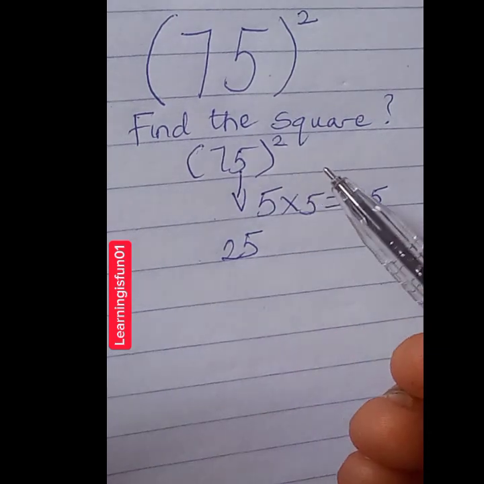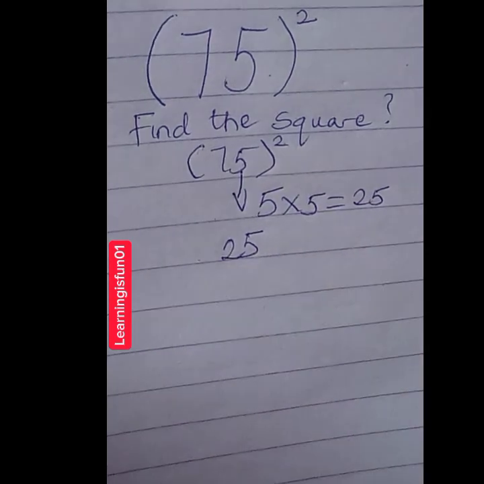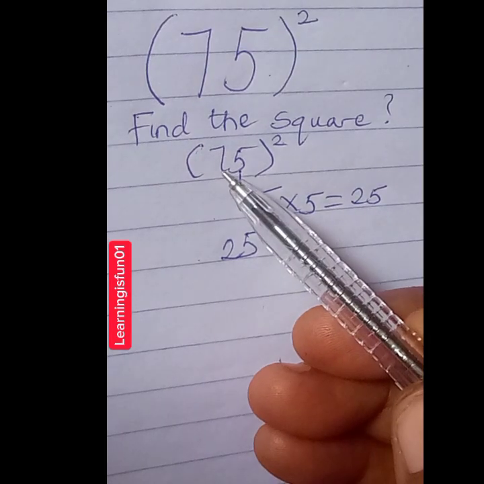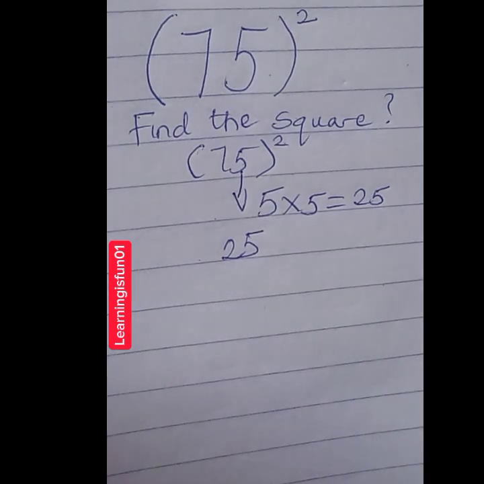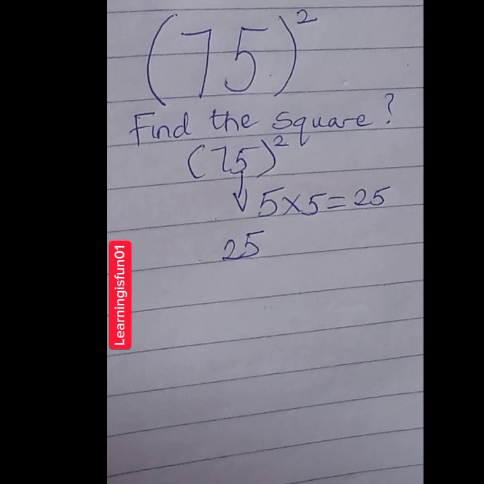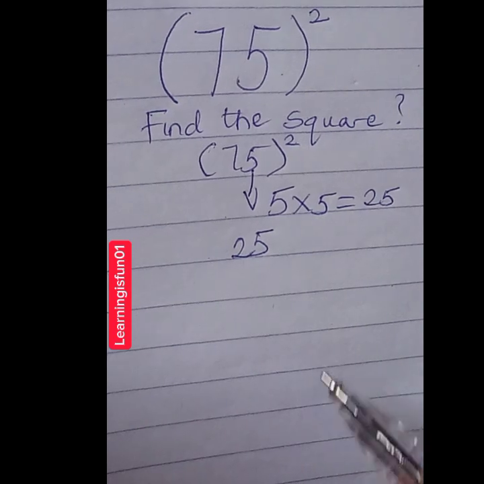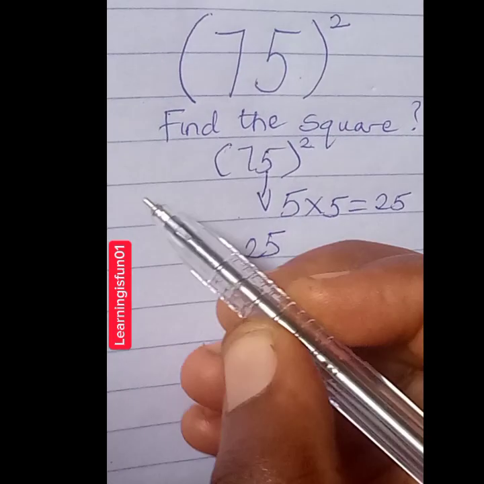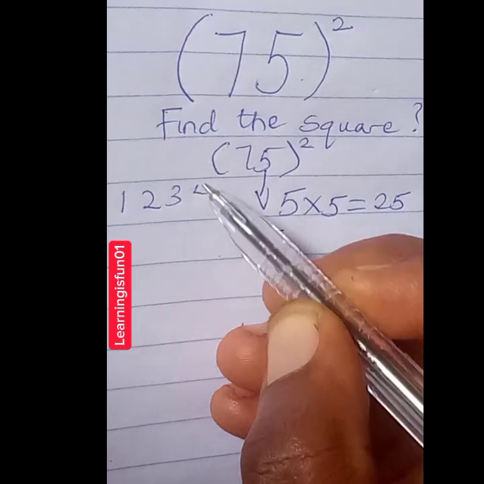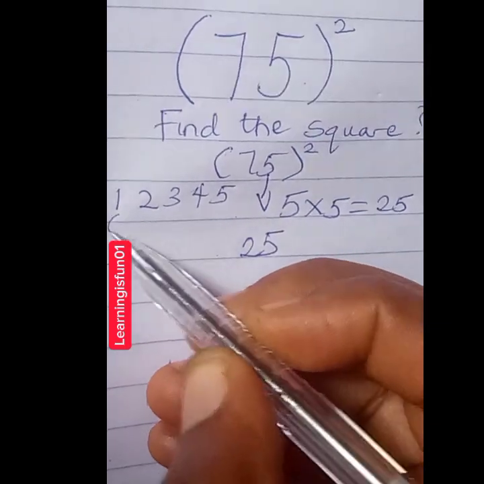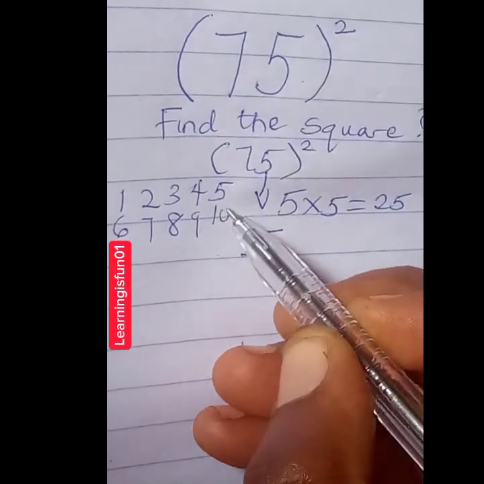Now, under the tens place value, we have 7 here. Some people might be thinking the next thing is to find the square of 7, then put it here, and that's all. No, for this place value of 10, we are going to be looking for the next number after 7. So let's count numbers 1 to 10 for us to get that. 1, 2, 3, 4, 5, 6, 7, 8, 9, and 10.